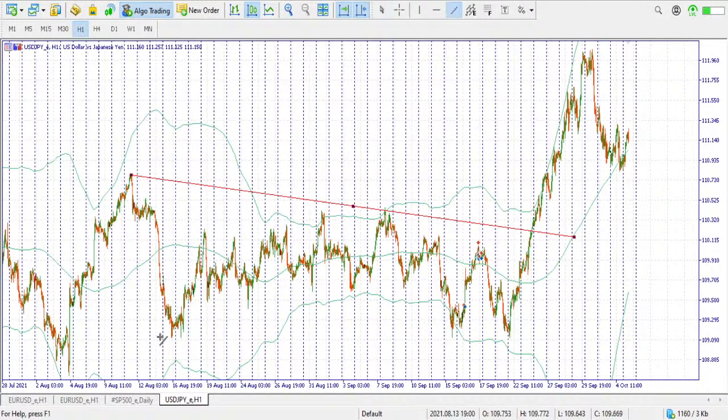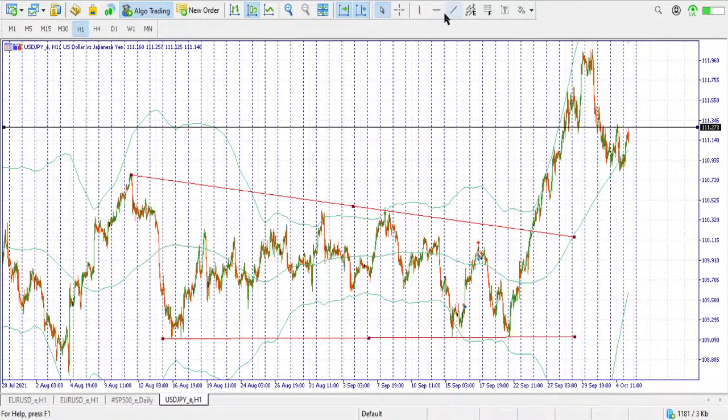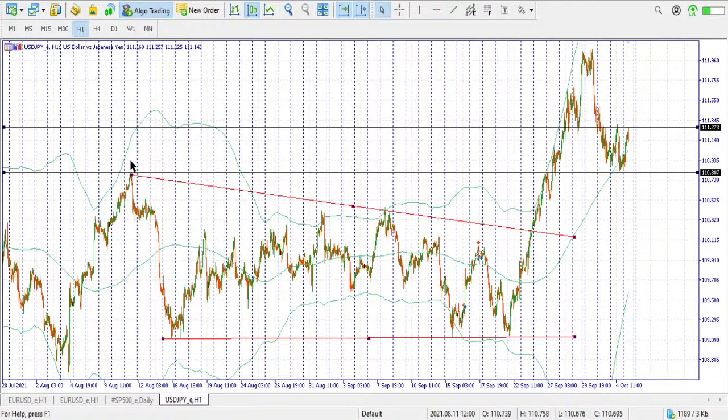On the lower side, we do also have a trend line here. So this is a support, we have a support, we have a support. There is this breakout. So as it is right now, we do have a level here, and we also do have a level here. So this is a resistance.